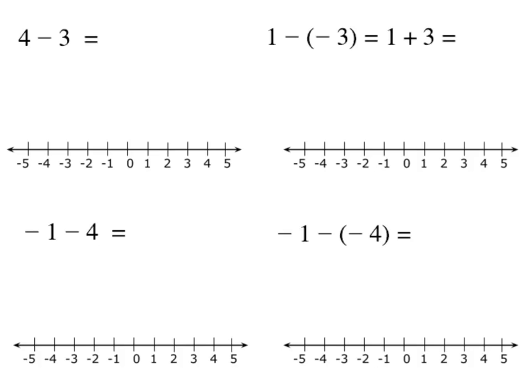Our first one here, 4 take away 3. Again, the first number is where I start at, so I'm starting at 4. I'm taking away 3, so I'm going back by 3 units, which takes me to positive 1.